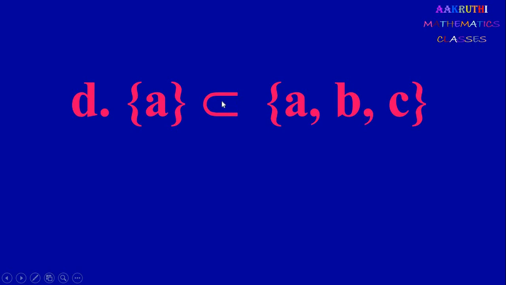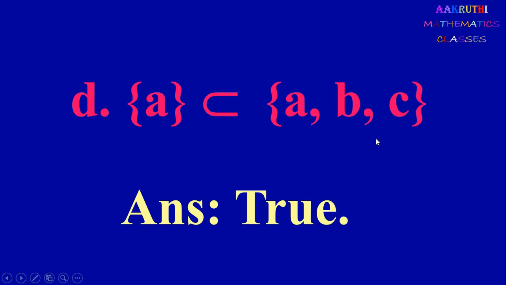Next one, set A is a subset of set ABC. Now here we have only one element A. That element is present here also. Therefore this set is a subset of ABC. So it is true. So therefore this is true.